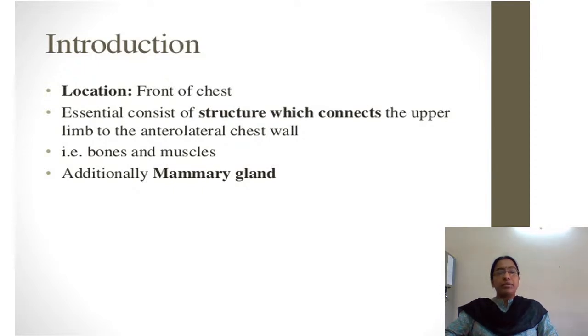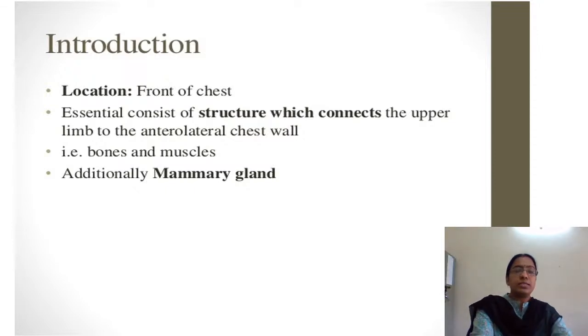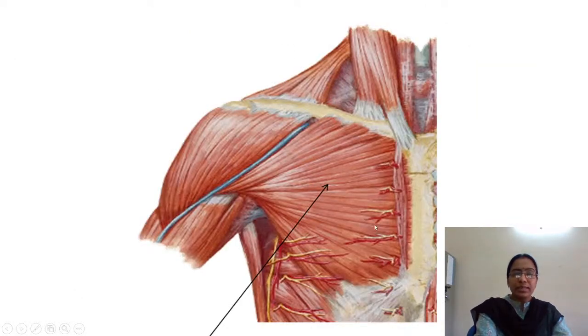Now coming to the introduction, the pectoral region is a region situated in the front of the chest. So the region in the front of the chest is called the pectoral region. It is called so because the muscles present here are the pectoralis major and minor. Because of the presence of these muscles, the region is called the pectoral region.